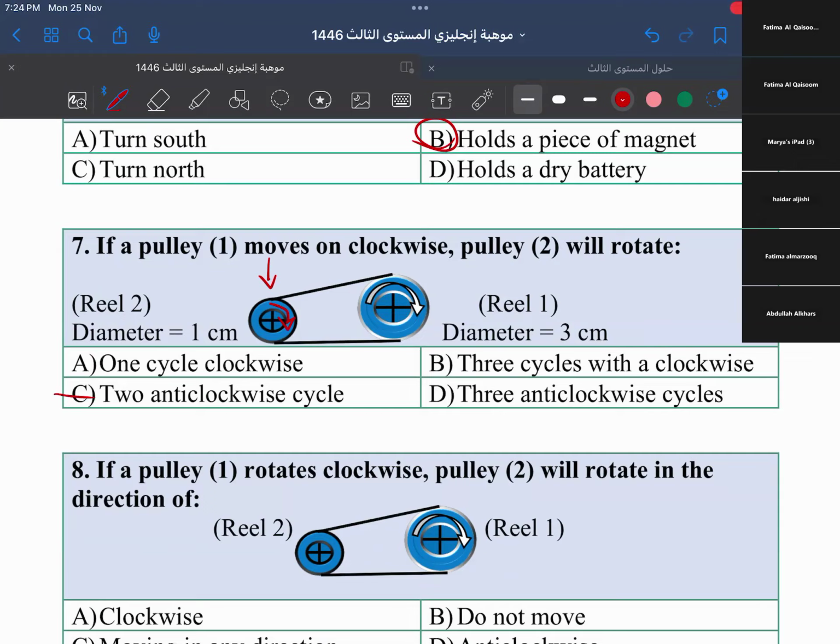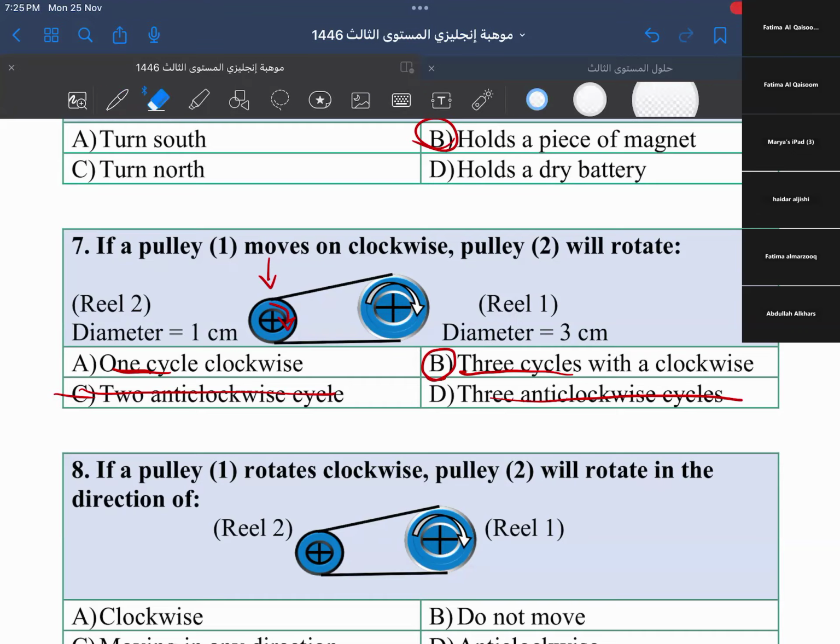So we can remove C and D because they're saying counterclockwise. So we have the rest here. Is it 1 cycle or 3 cycles? What do you think? It's going to be 3 cycles because it's bigger than the other one, so it's going to make it move more, because it's a bit heavier in a way. Yeah, exactly. Excellent. So here it's going to be 3 cycles, clockwise.